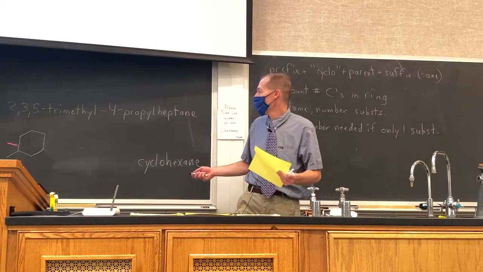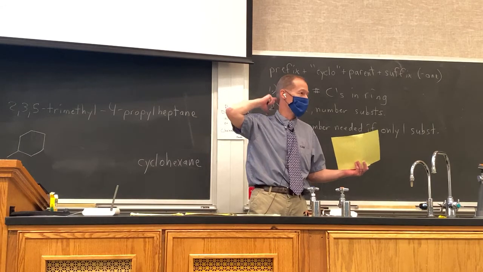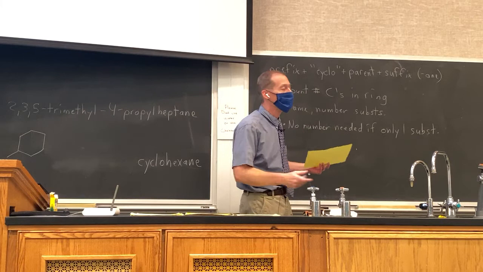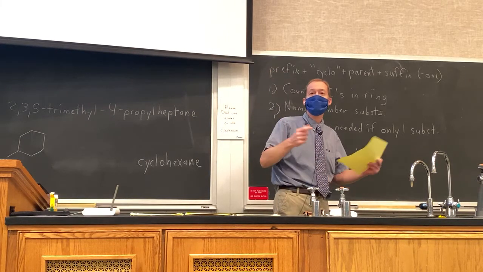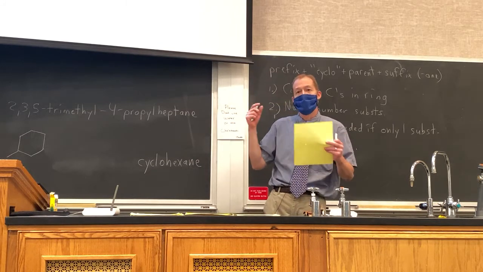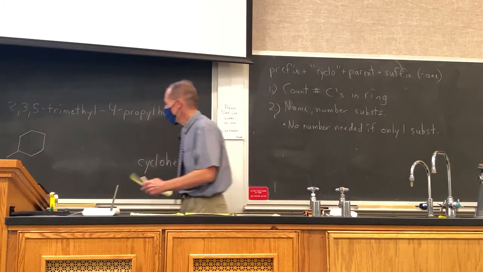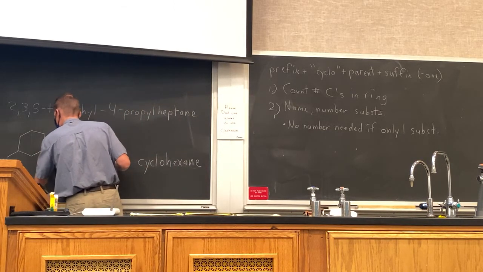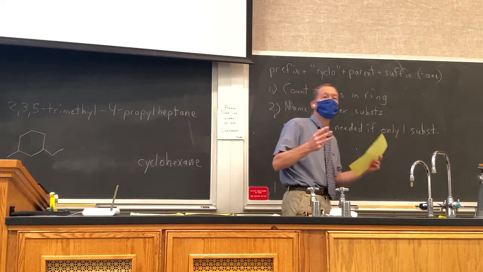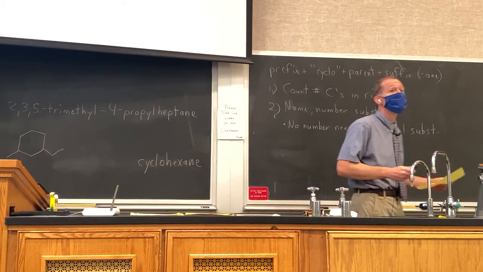Why do we not need a number? It doesn't matter. You could draw that methyl group on any of these 6 carbons, and you could call that methylcyclohexane because it's all the same compound. It doesn't matter which of the carbons you draw it on. So we do not need a number to distinguish between different isomers in the case of a cycloalkane with only one substituent. But if we have 2 or more substituents, we do need numbers because there's lots of different combinations of locations for putting those 2 substituents.